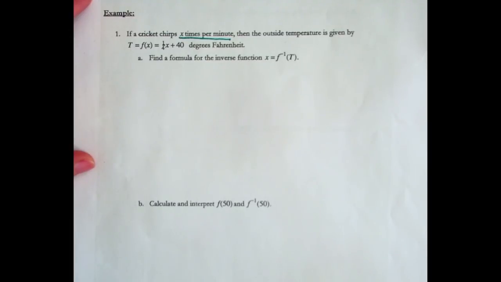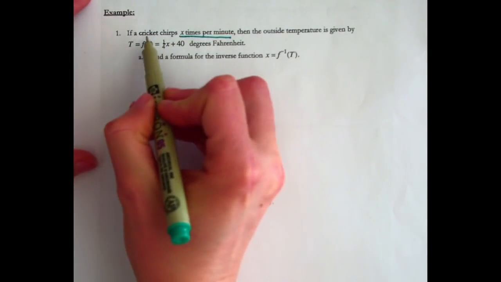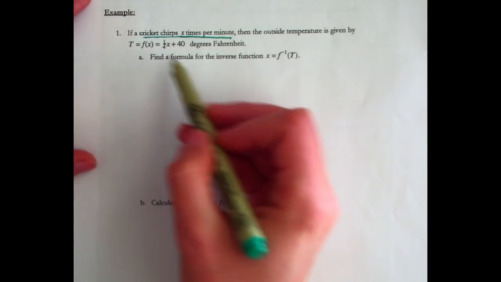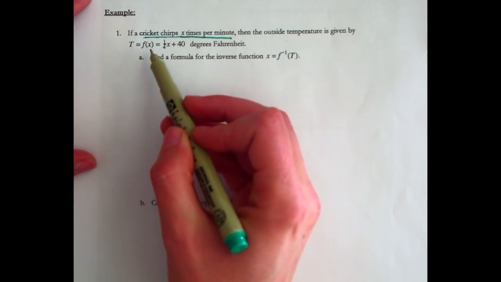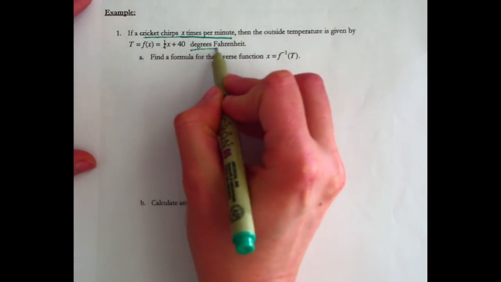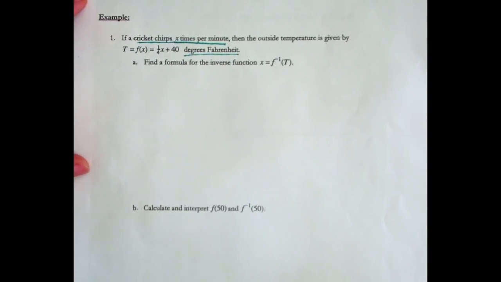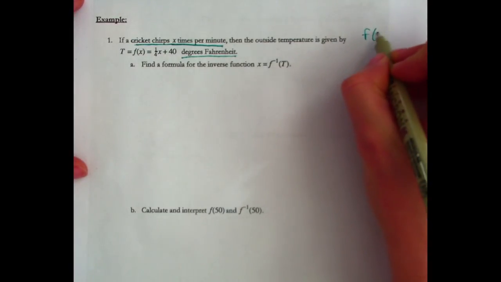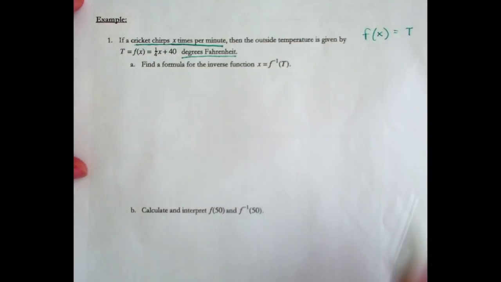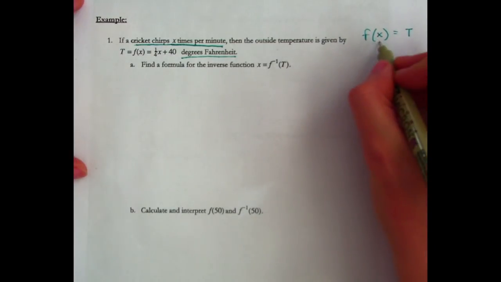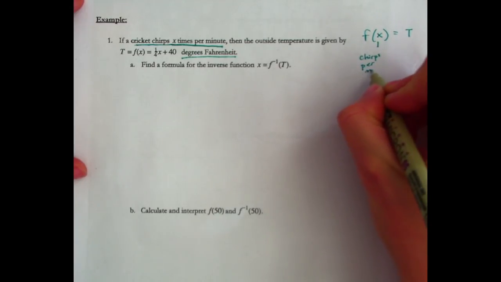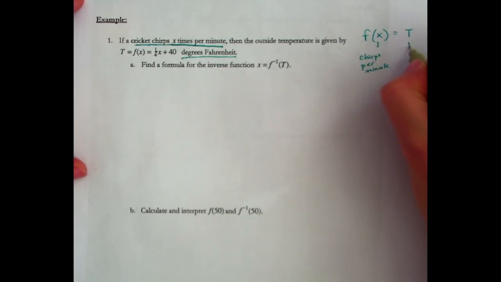So we know x is representing the number of times per minute that the cricket is chirping, and our output, or our T, our f of x, is represented by degrees Fahrenheit. So off to the side here, if I said f of x equals T, the input into this function is going to be chirps per minute, and the output is the temperature.